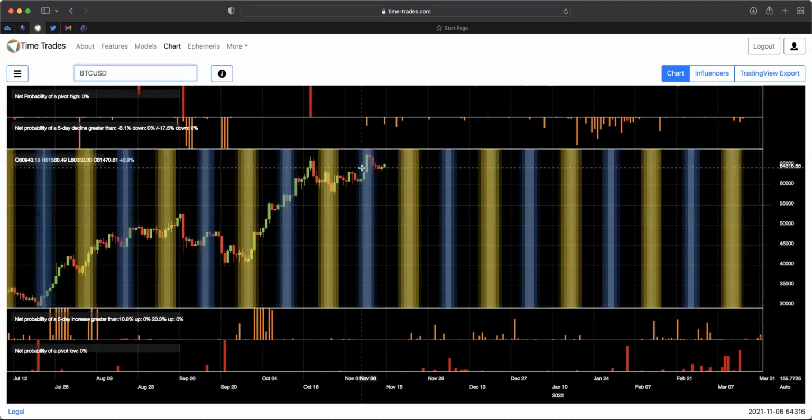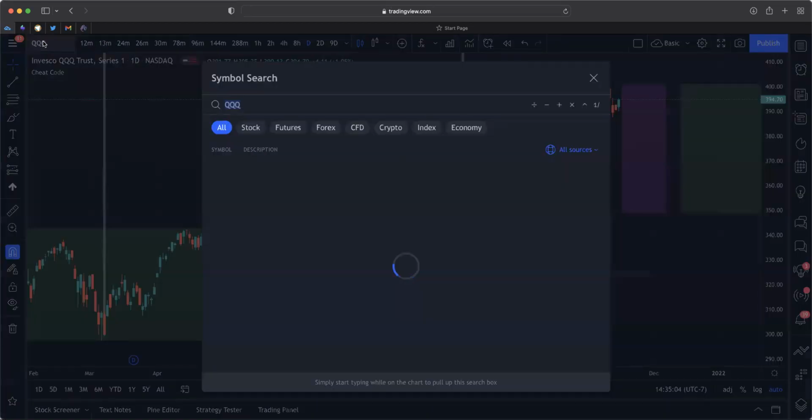The Bitcoin forecast is not super clear at the moment. We've got probability of a few down days coming up, but the big highlight seems to be this December 6th date of a pivot low, 43% probability of a pivot low. Again, these tend to act as magnets, and we will see how price develops as we get closer and closer to this.